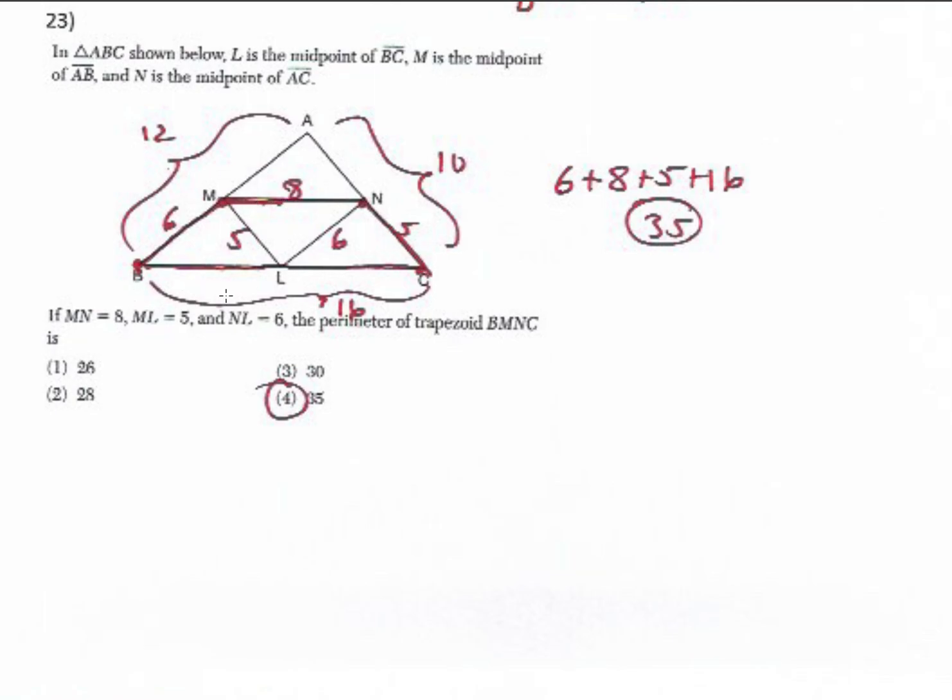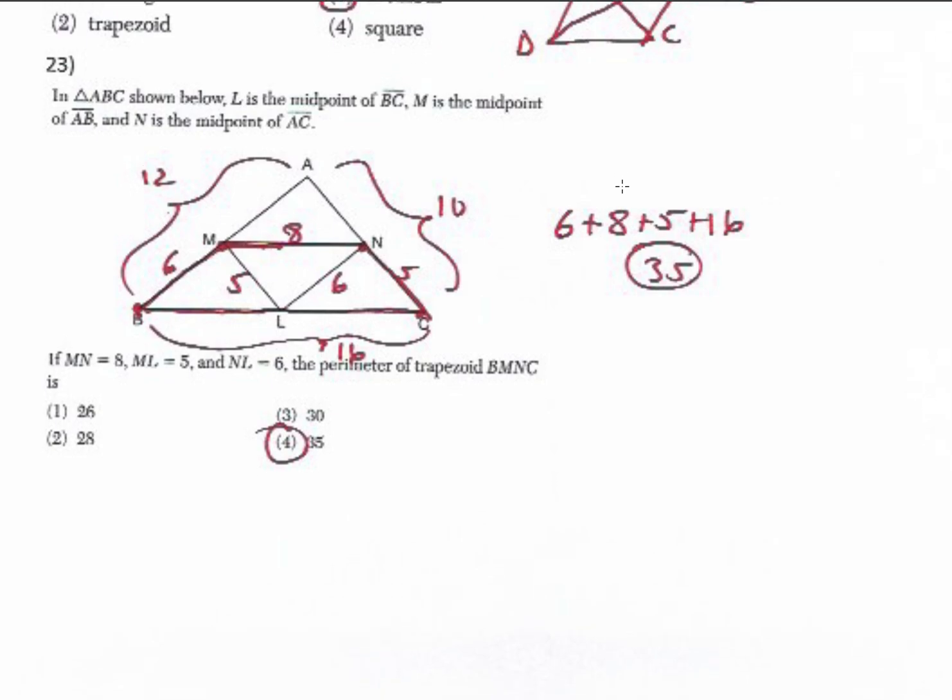And just adding up those sides, the big long lower base is 16, the right side is 6, the upper base is 8, and the left side is 6. So 6 and 8 and 5 and 16 add up to 35.